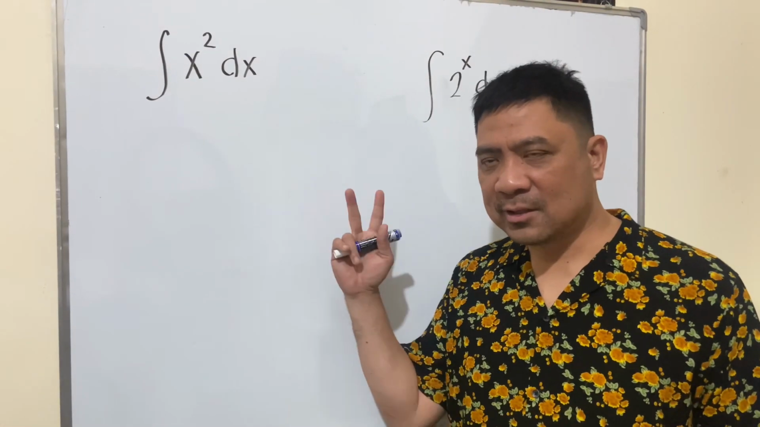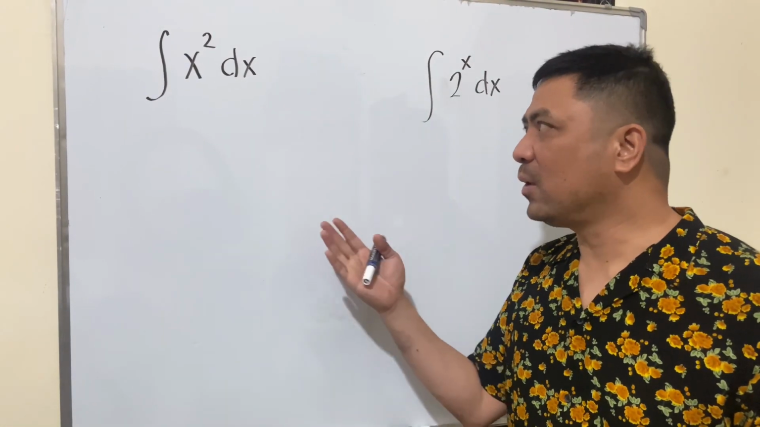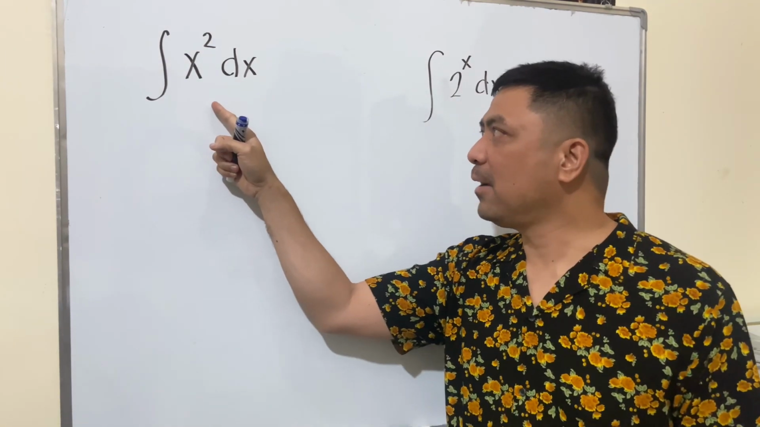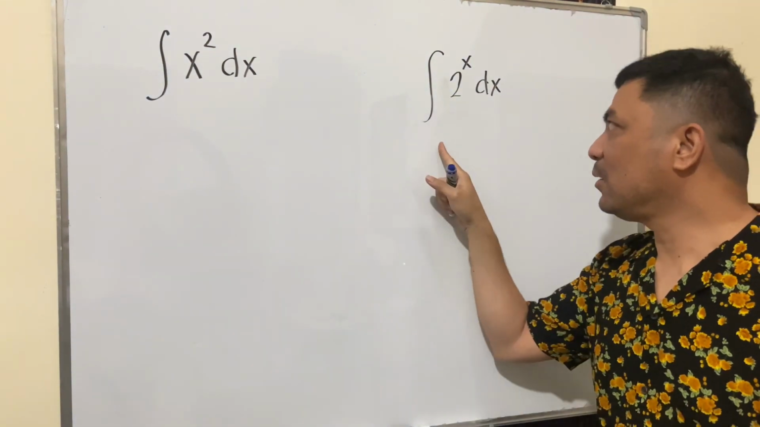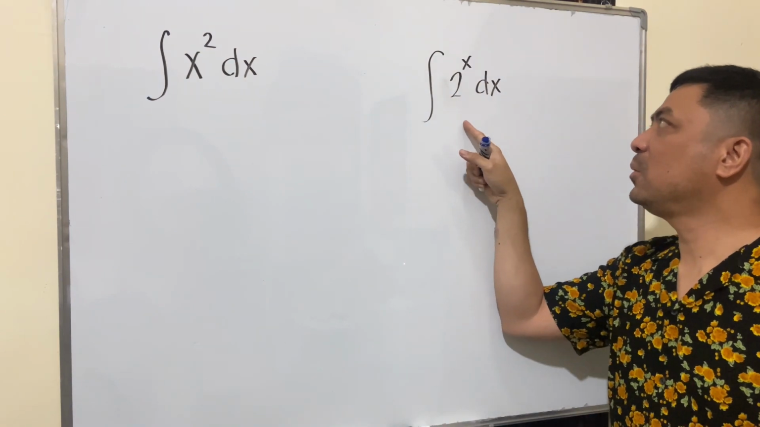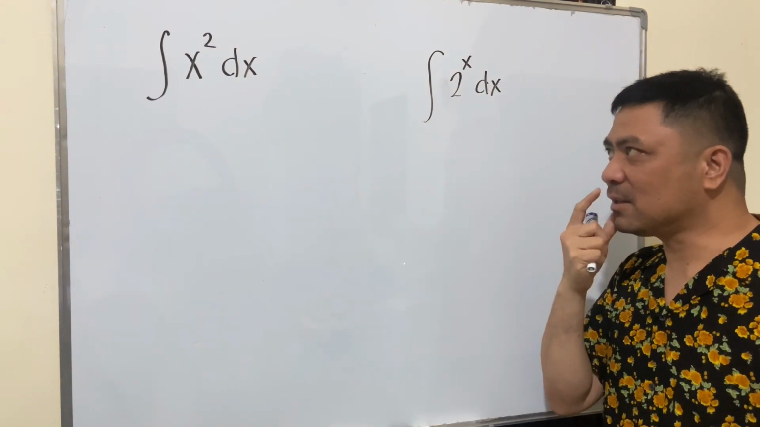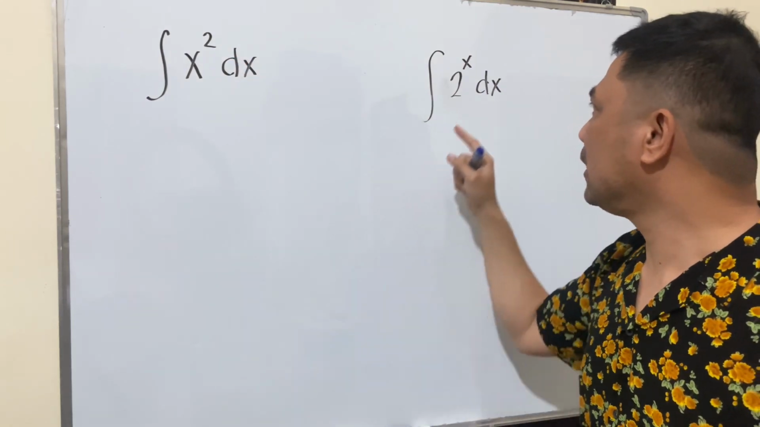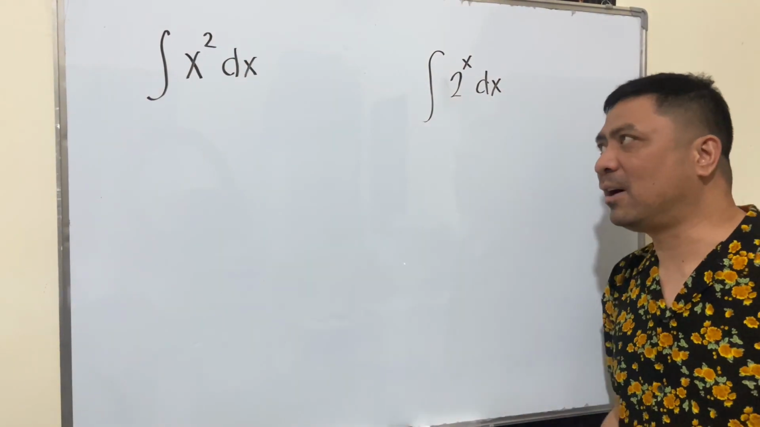Okay, so let's take these two integrals, and I just want to show here the difference between the two. So the first one is the integral of x squared dx, and the second one is the integral of 2 raised to x dx. So what's the difference between these? Here you have a variable raised to a constant, and here a constant raised to a variable.